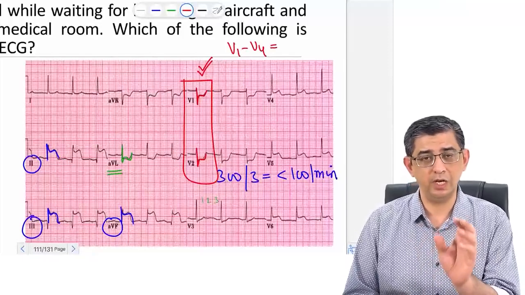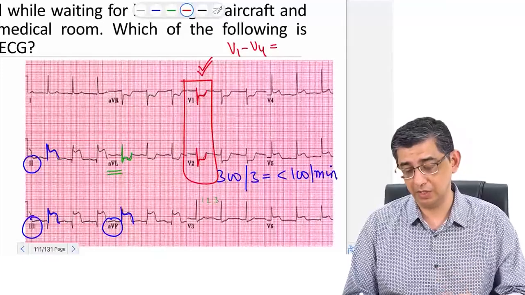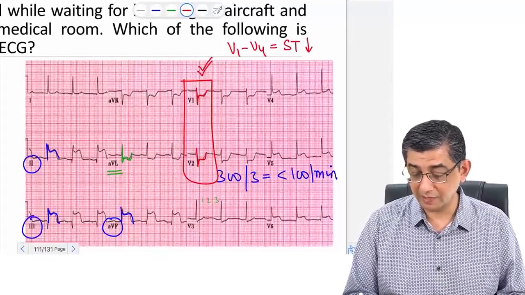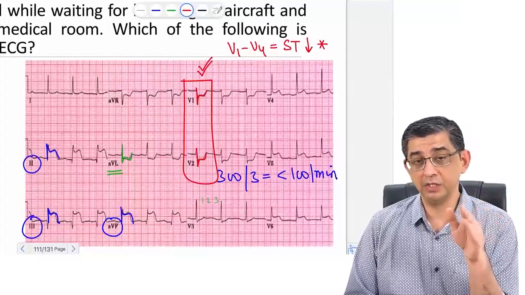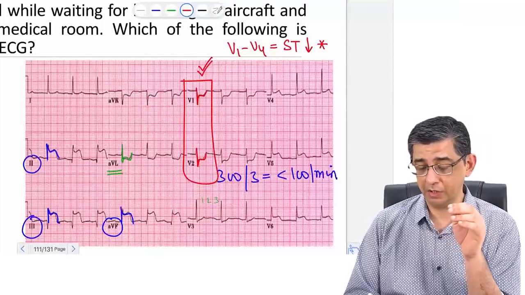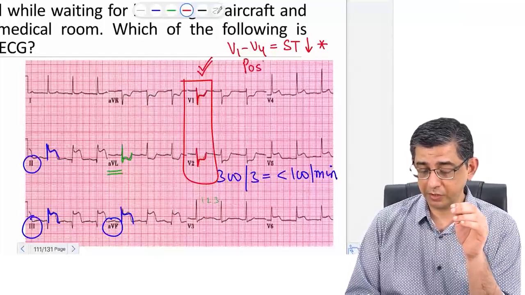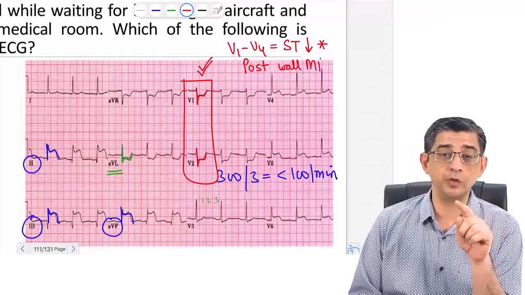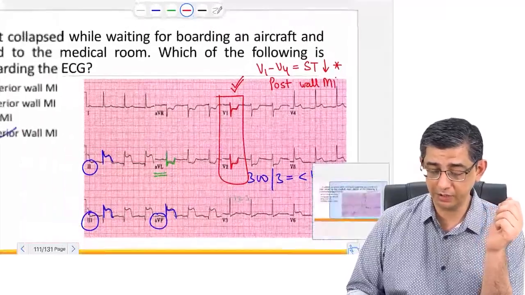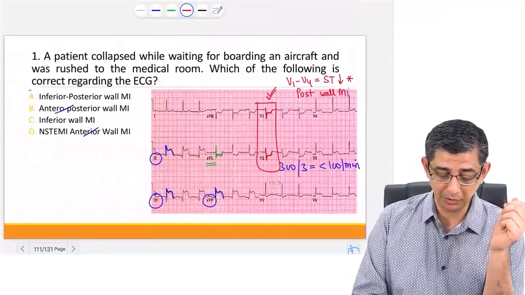That means some part of the posterior wall is hampered. As I've highlighted when I taught you ECG interpretation, whenever there's ST depression in V1 to V4, always keep a watch for the blockage of the posterior descending artery. This patient is actually having an inferior posterior myocardial infarction. The answer to this question is option number A.